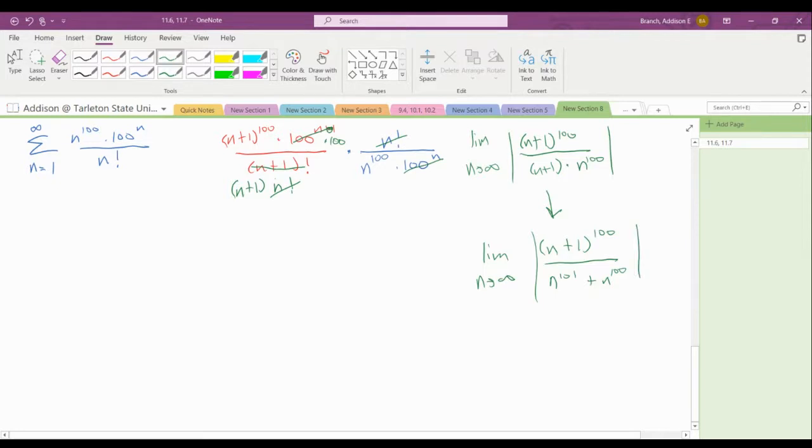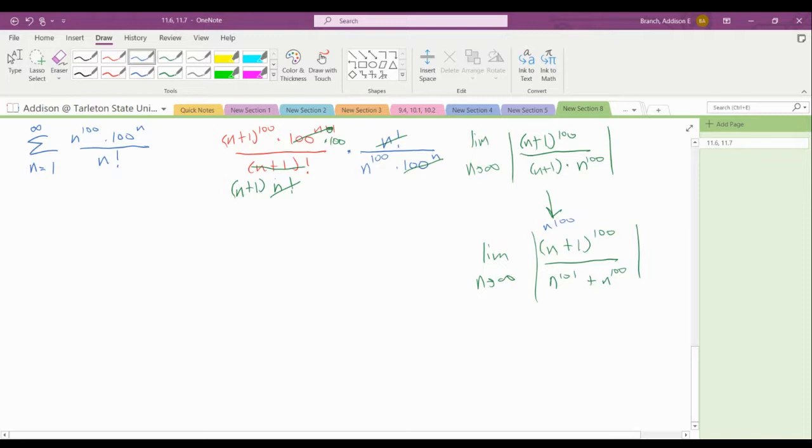All right, so if we have this, we can see that in our denominator, our highest power is going to be n to the 101. And in our numerator, of course, we can't really expand this out, but we can tell by looking at it that our highest power of n is going to be n to the 100th. So, of course, when you're taking limits, we're not going to do L'Hopital's rule, because why would we do that 100 times?